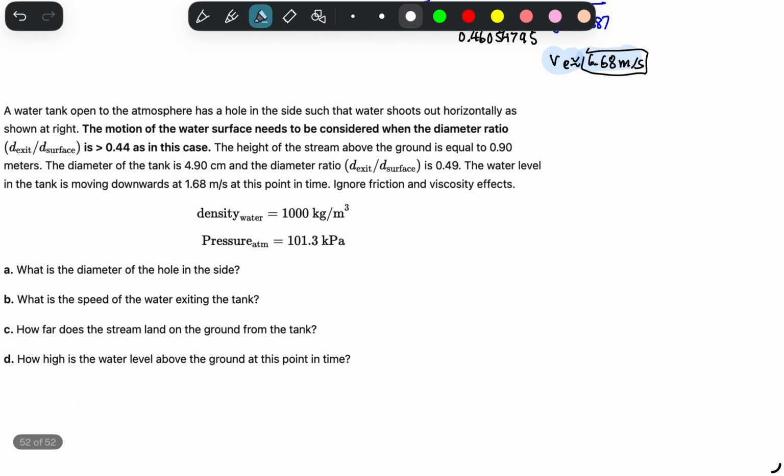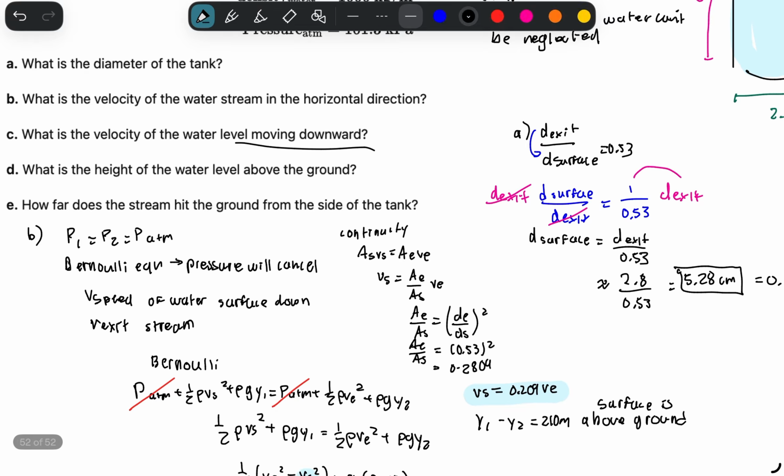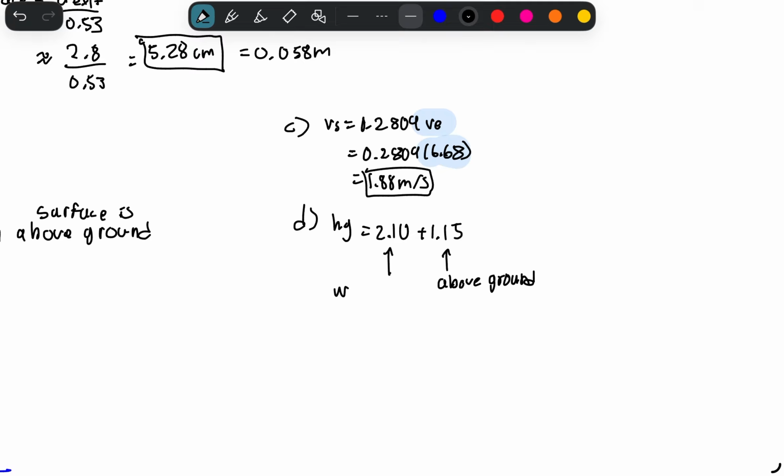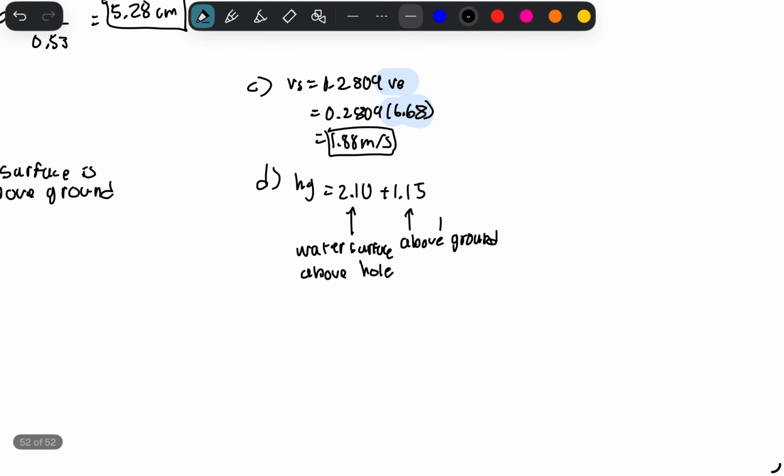Now we have question part D. So what is the height of the water level above the ground? This was 2.10 plus 1.15. This is the above ground, and then this is water surface above hole. And this is the hole above the ground. So this is 3.25 meters in total.